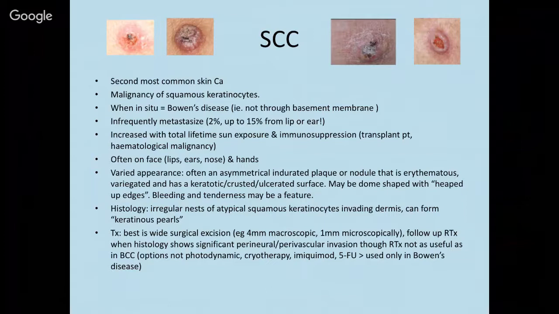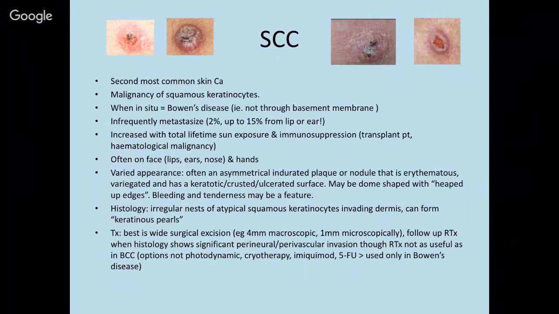So when you look at the appearance, they're often quite asymmetrical. They're indurated, which means they're firm on palpation when you actually touch them. Usually a plaque or a nodule, so it's raised. And they're erythematous as well as variegated, which means they've got different colours. And they often have a surface that's keratotic, so extra layers of keratin and cells, or crusted, which is like dried serum or blood. So you can often see that, especially in the centre of the lesion, that it's quite white looking.